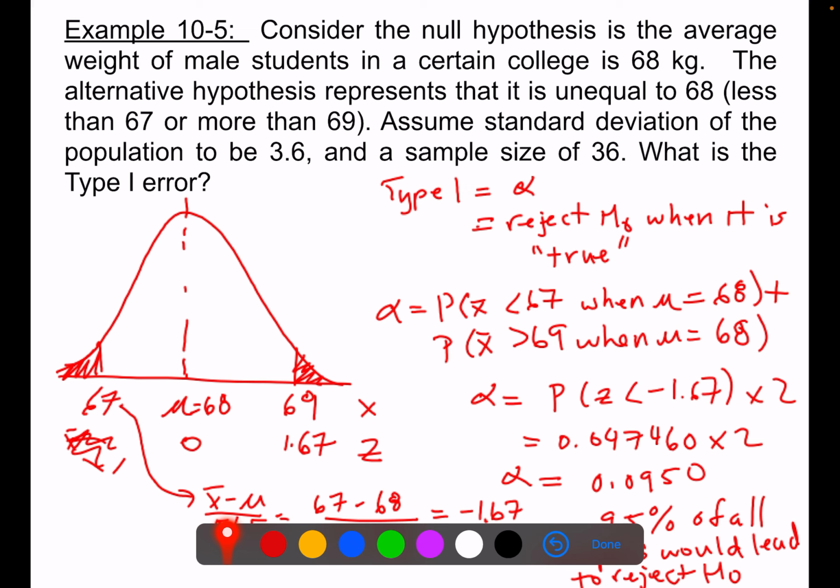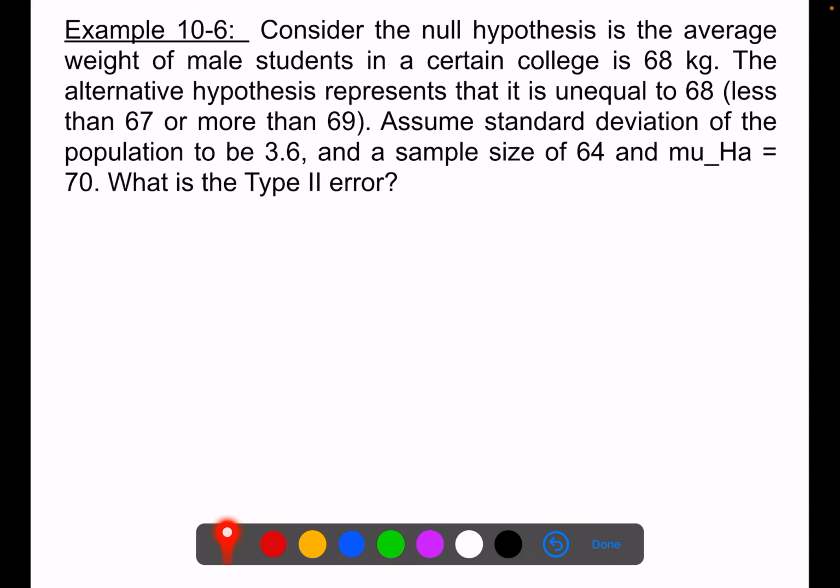Any questions? Okay. So consider the null hypothesis. It's the same question. Here the null hypothesis is that the average weight of male students in a certain college is 68. The alternative hypothesis is that it is unequal to 68, less than 67 or more than 69. Assume the standard deviation of the population to be 3.6.